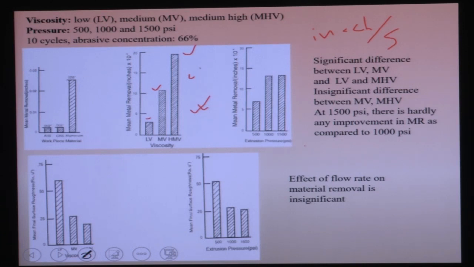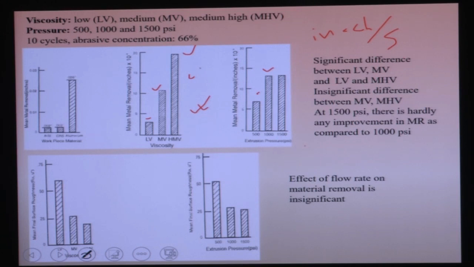And you can see they did experiments at different pressures, 500 psi (pounds per square inch), 1000 psi and 1500 psi. Three pressures they have considered. And you can see that with increasing pressure from 500 psi to 1000 psi, there is a significant increase in the material removal rate.